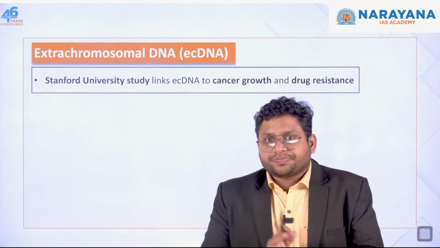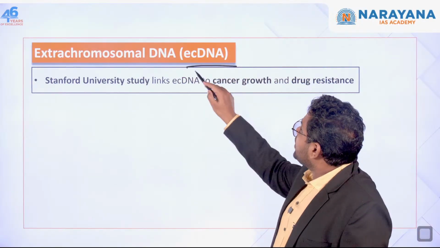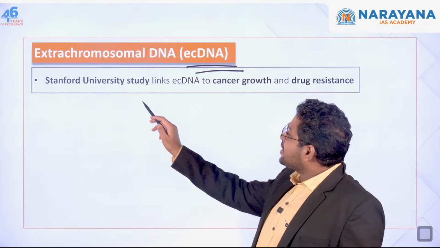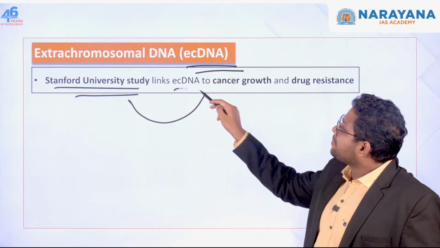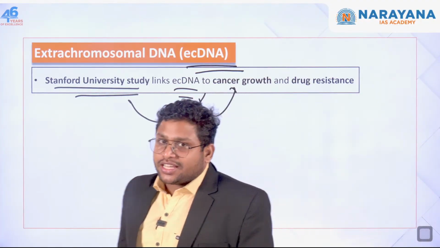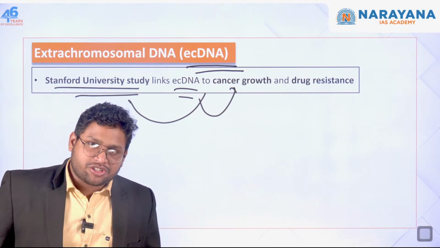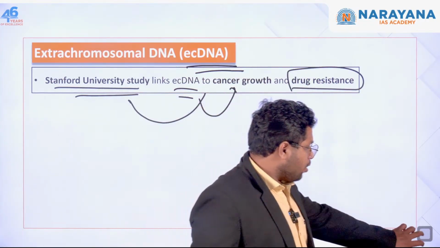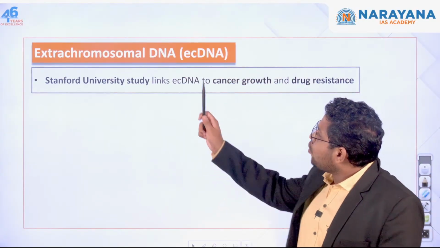So let's continue. Now the next article that we have is related to something called ecDNA, or extra chromosomal DNA. Recently Stanford University has given some study regarding ecDNA, and they are saying that because of this extra chromosomal DNA, we might see growth of cancer in many patients, or they have even observed some drug resistance.